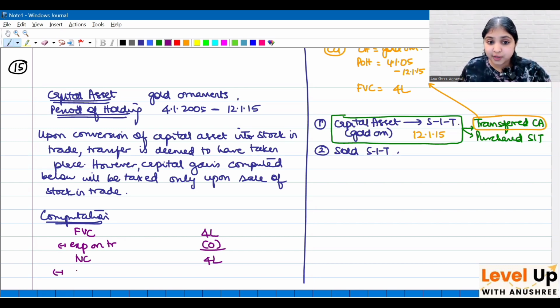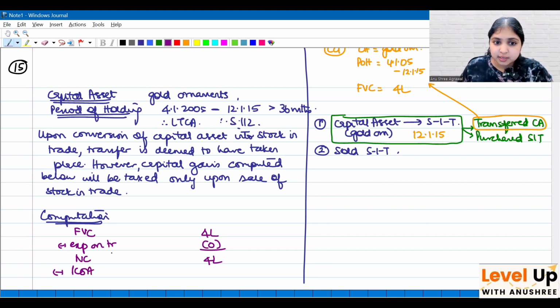Can I index the cost of acquisition? See, 4th Jan 2005 to 12th Jan 2015. This is definitely more than 24, 12, 24, 36. What will be the relevant period of holding? Jewels, guys, this is going to be 36 months, right? So this period is definitely more than 36 months. Therefore, what kind of an asset is it? Long-term capital asset, which section? 112, you know all this. So less indexed cost of acquisition. It is a long-term capital asset. Therefore, I can index it.